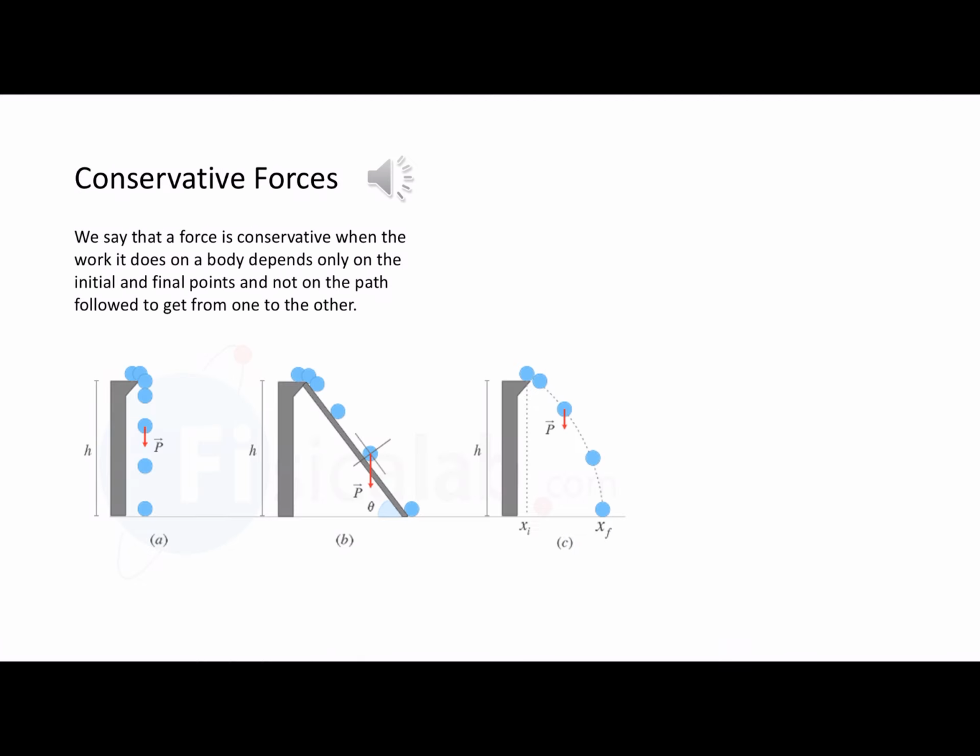We say that a force is conservative when the work it does on a body depends only on the initial and final points and not on the path followed to get from one to the other. So, the work done by the conservative forces along a closed path is zero.